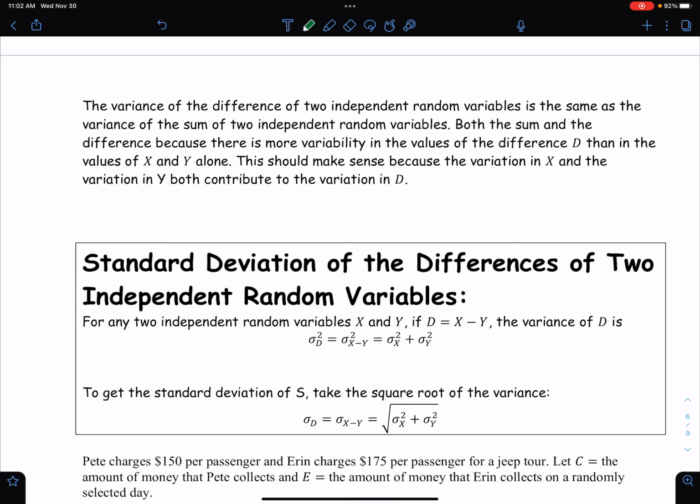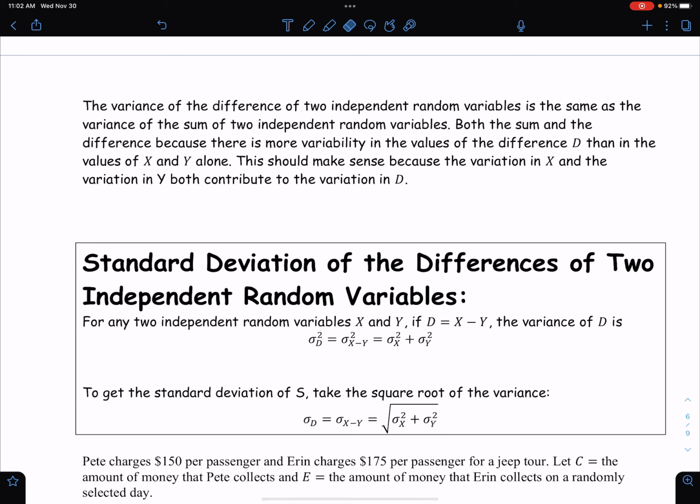There's two different reasons for that. The main reason is that if I'm subtracting X minus Y, it's still taking into account the variation of X and the variation of Y. But if you're like, I don't really get that, I get it. I want to show you an example that's going to explain more why you still would add the variances together and not subtract them.